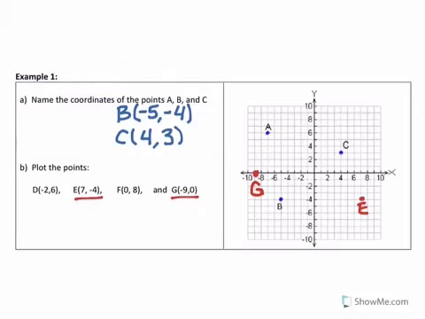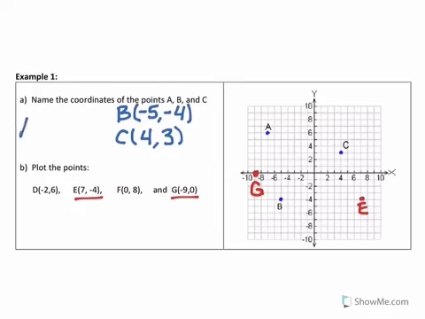So let's practice a little bit over here. Example number 1. A, name the coordinates of the points A, B, and C. So notice on the graph on the right hand side, you already have in blue an A dot, B, and a C. So we want to write the address of each of those coordinates.